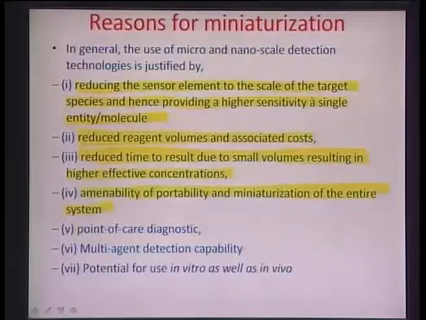So, the concept of lab on chip really emerged because of the need to make things more portable, so that they can be delivered at the point where it is needed essentially. So, amenability to portability is a very important aspect of why the sensor should be miniaturized. Point of care diagnostics essentially, which we talked about.